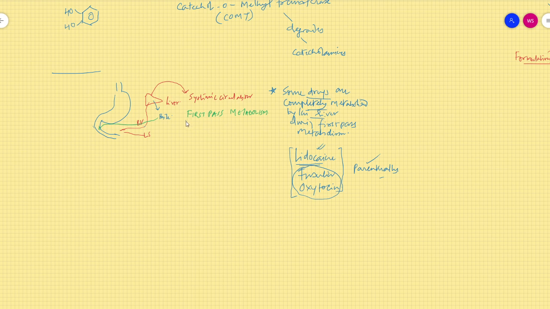So what we have learned here is what first pass metabolism is, and it is important for the drugs which are metabolized by the liver, and we have cited the most important example here. But we also need to remember that some drugs, though they may be digested in the intestine, might not be completely digested. It might be partially digested. So that is why we have cited these two examples. But remember, these drugs are mostly degraded in the intestine itself.